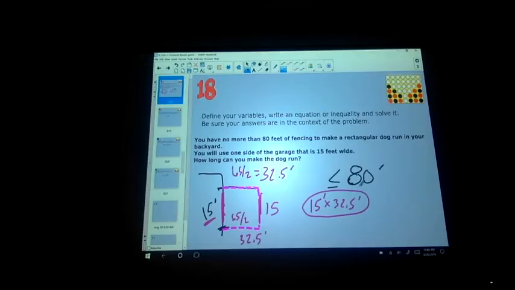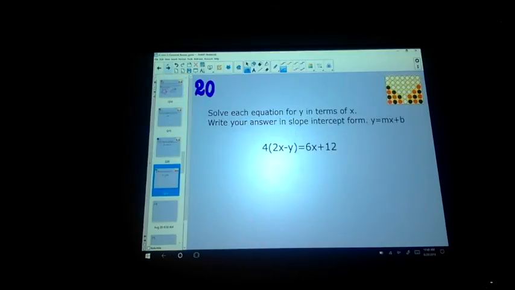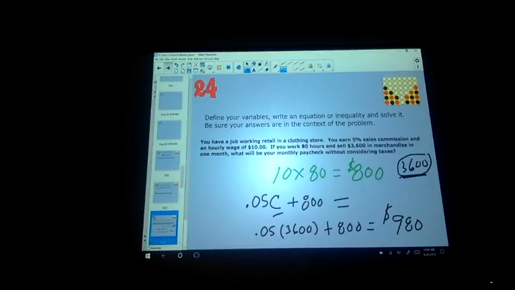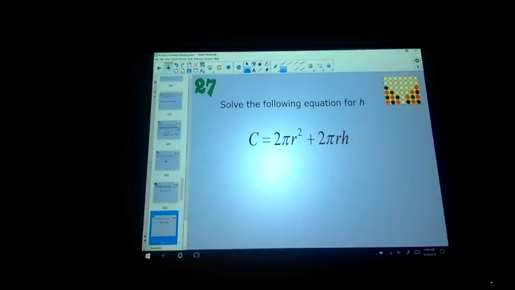One last question, and then you'll have to find the rest of these on Schoology that you worked out. And I'll write them a little neater. Sorry. Yeah. 30?